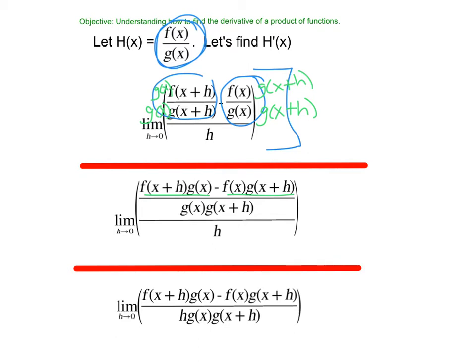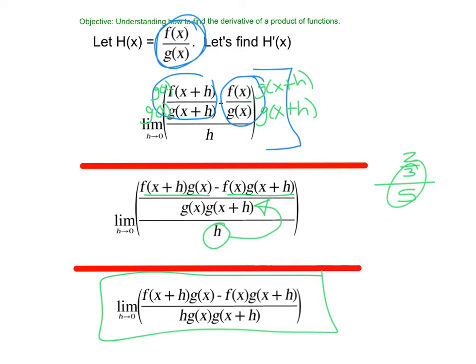And we've talked about this a bunch of times. If you have something like 2/3 divided by 5, dividing by 5 is the same as multiplying by a fifth. So you end up just multiplying those together. So this h ends up just going in the denominator. That's how I get this bottom piece.